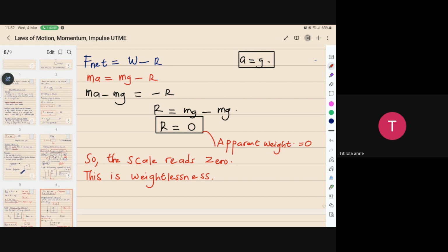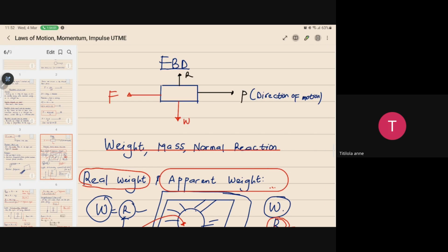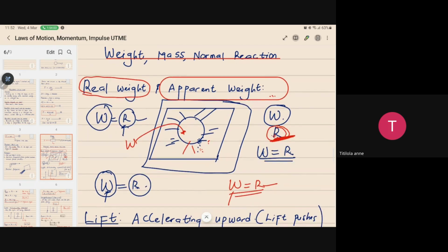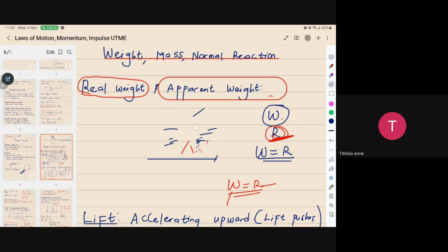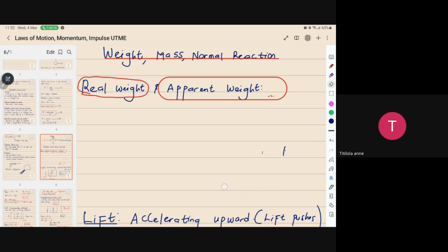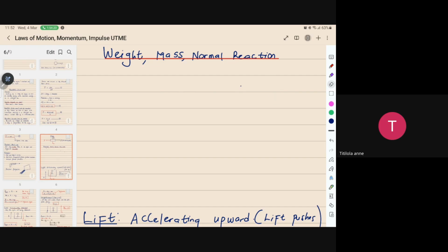I think I omitted something. Real weight. Did I even define real weight and apparent weight? Right. So let me quickly define that, for the moment we'll be reading some of those things. So let me wipe this. Yeah, I think it's important. I should write it down, so that we'll have something to look at when it is time.